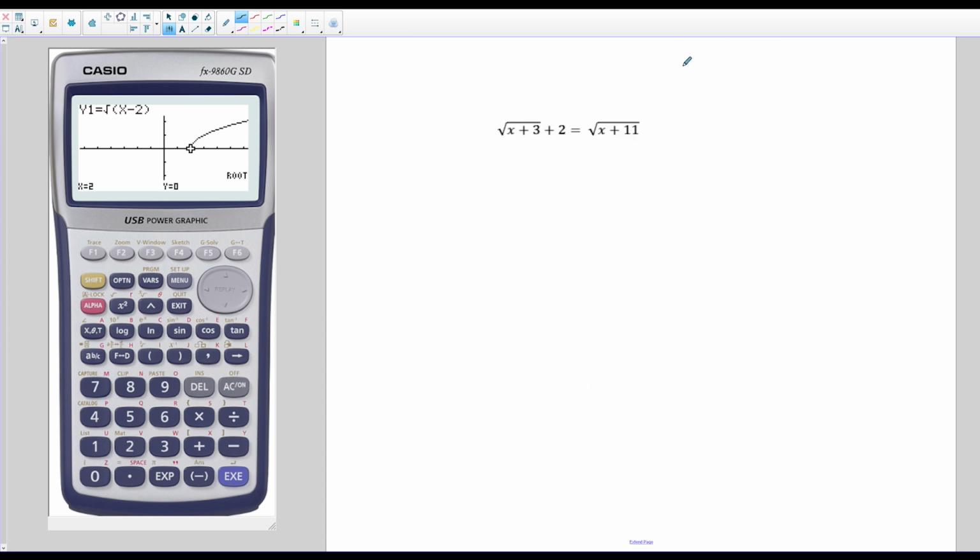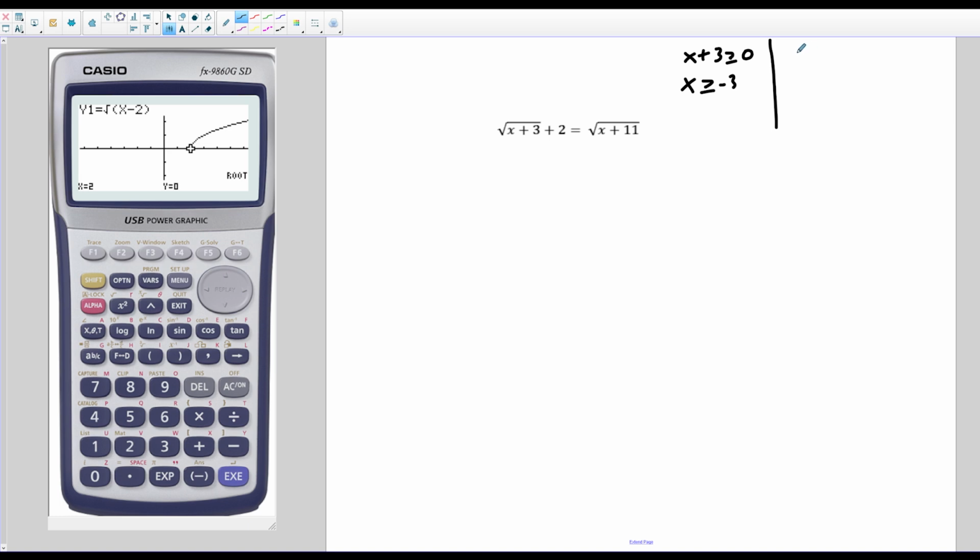So for our last problem here, let's go ahead and find our restrictions first. For our first restriction, underneath this radical, x plus 3 has to be greater than or equal to 0. Let's subtract 3 from both sides, and we'll get x has to be greater than or equal to negative 3.